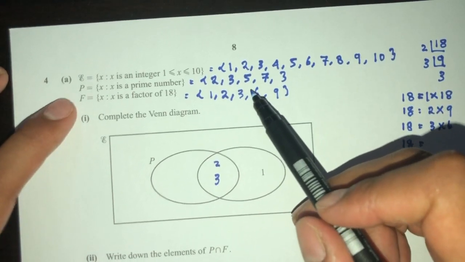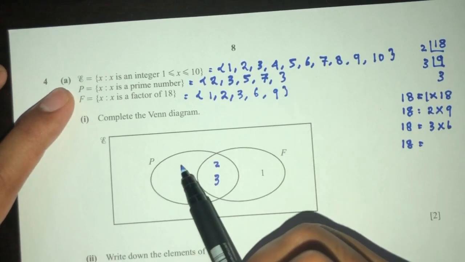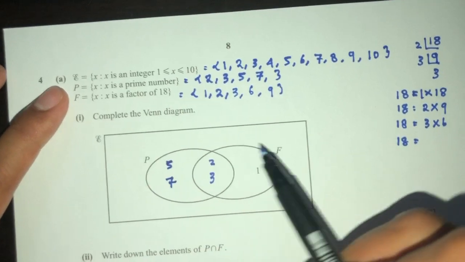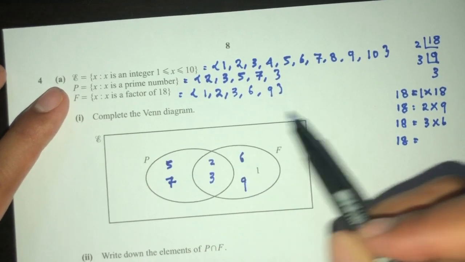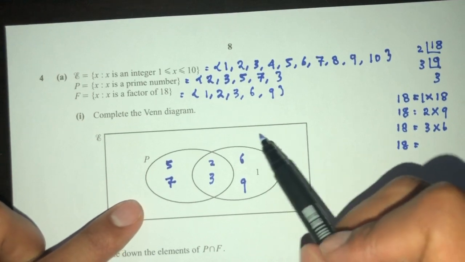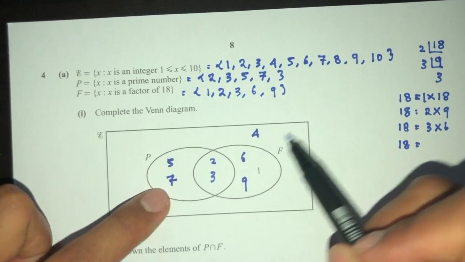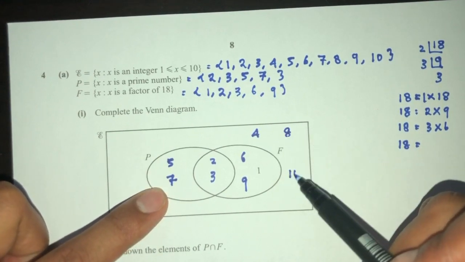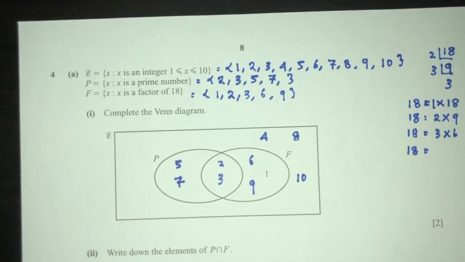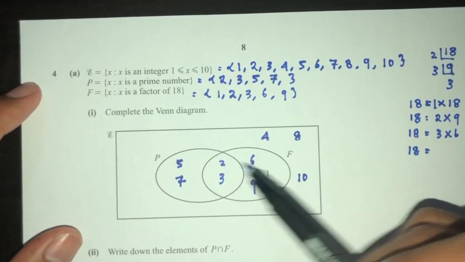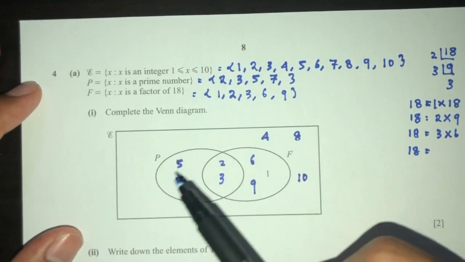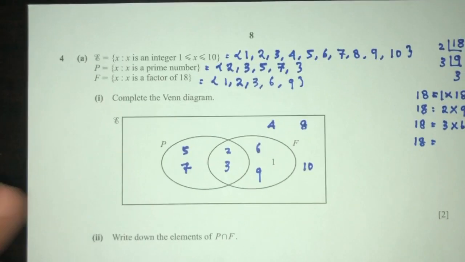And then P, we will have 5 over here, and 7. Here you have 6 and 9, and the rest will be outside. So 1, 2, 3, 4 will be outside, 5, 6, 7, 8 will be outside, and 10 will be outside. So these are the numbers outside, but in total you need to have all your 10 numbers here. So 1, 2, 3, 4, 5, 6, 7, 8, 9, 10. So this will be part A of your question.